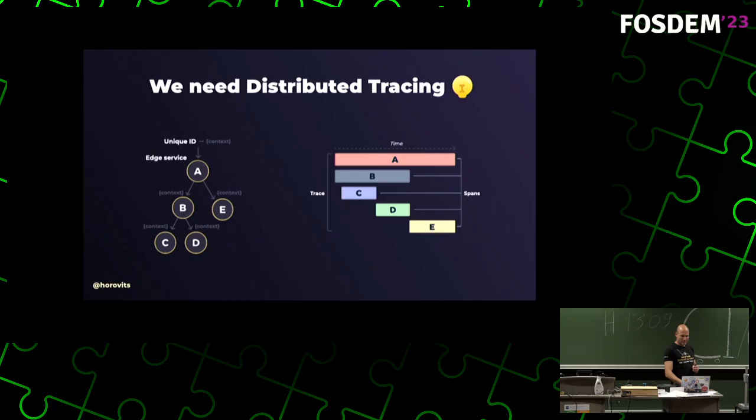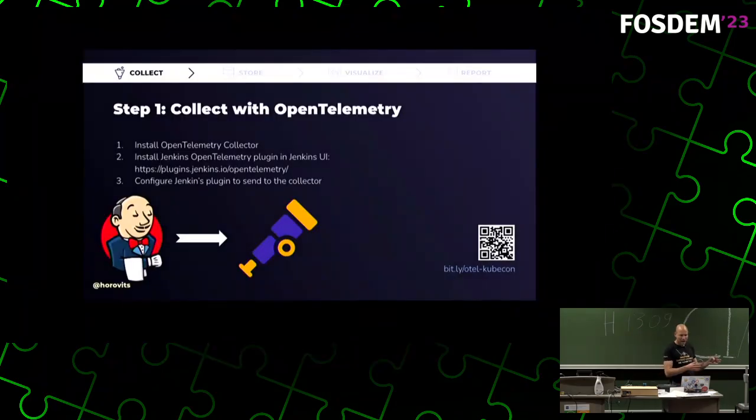So now that we understand distributed tracing, let's see how we add distributed tracing type of pipeline performance into our CI/CD pipeline. And same process. First step, collect. And for the collect step, we decided to use OpenTelemetry collector.